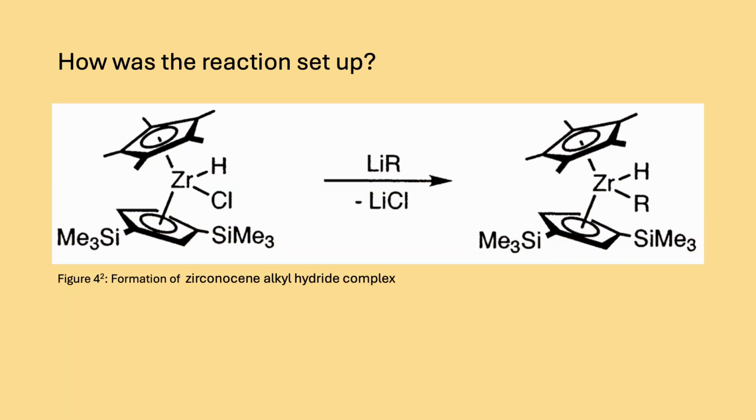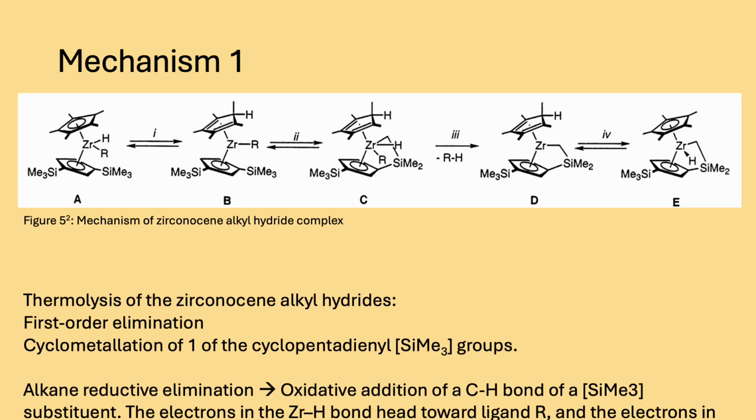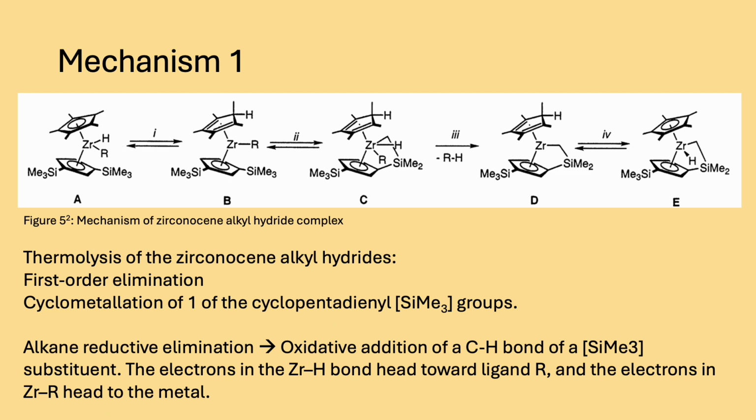To make the zirconocene alkyl hydride complexes, a straightforward addition took place of the appropriate alkyl lithium and zirconocene hydridochloride complex. The figure shows the general formation of the zirconocene alkyl hydride complex. Thermolysis of the zirconocene alkyl hydrides results in first-order elimination and cyclometallation of one of the cyclopentadienyl trimethylsilyl groups, with only one diastereomer of the cyclometallated zirconocene hydride being observed.